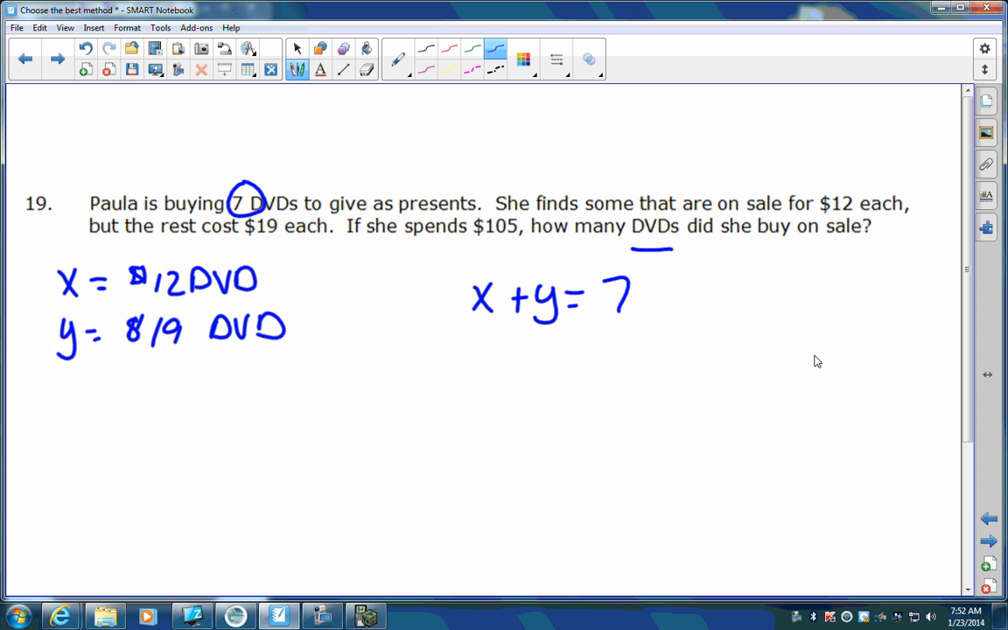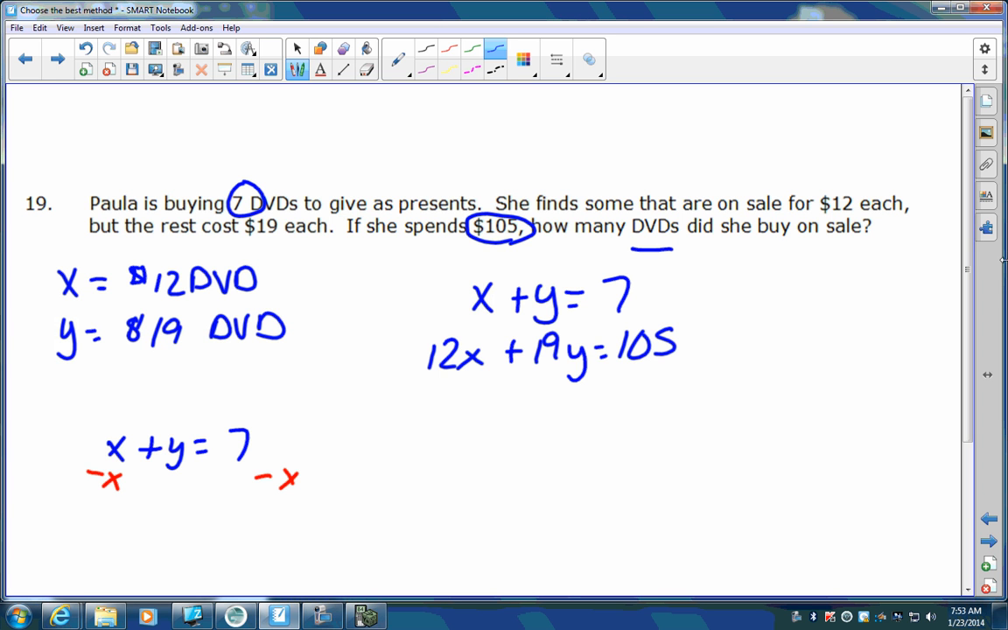Then you're going to put the dollar amounts with them, because the next information they gave you was that she spends $105. So I've got 12 times X plus 19 times Y equals 105. Those are both in standard form. It's set up for elimination, but here's what I want to tell you. If you wanted to solve for Y, if you remember how, let's just do it as a reminder. Subtract X from each side. You get Y equals 7 minus X. There's one equation. Let's do this second one.